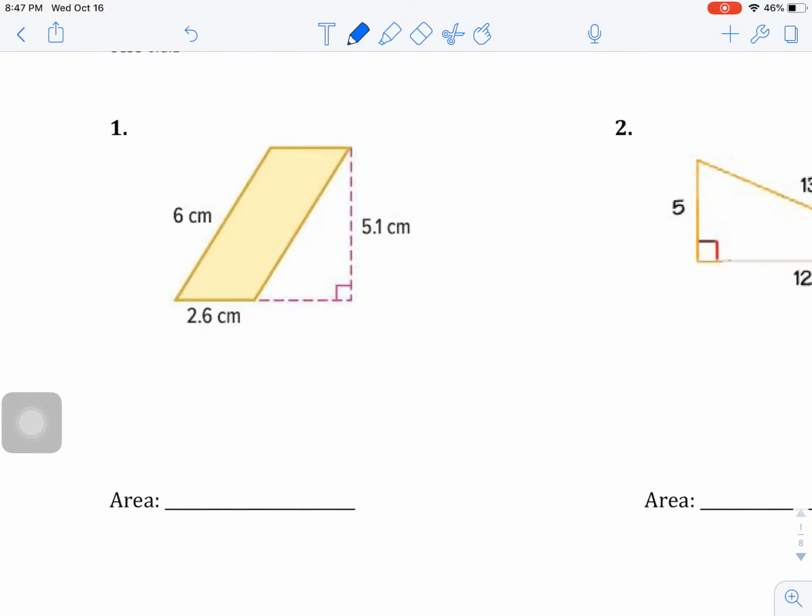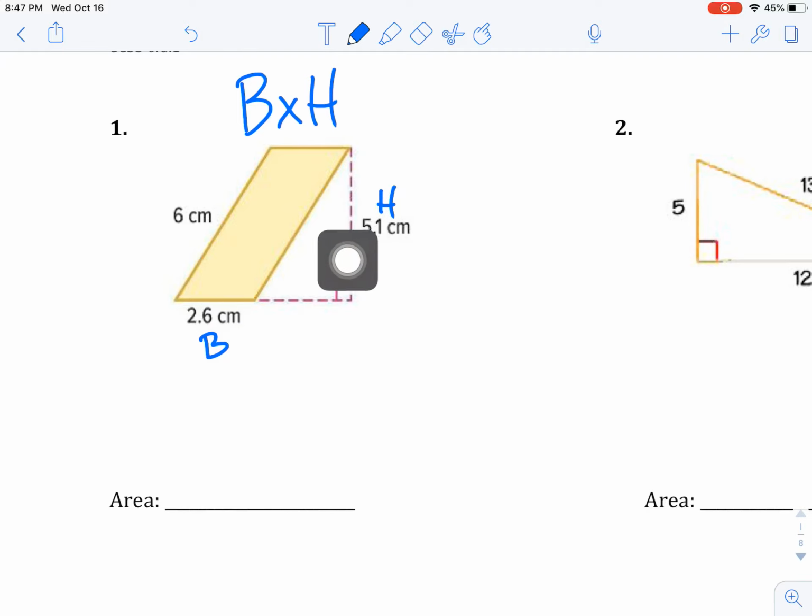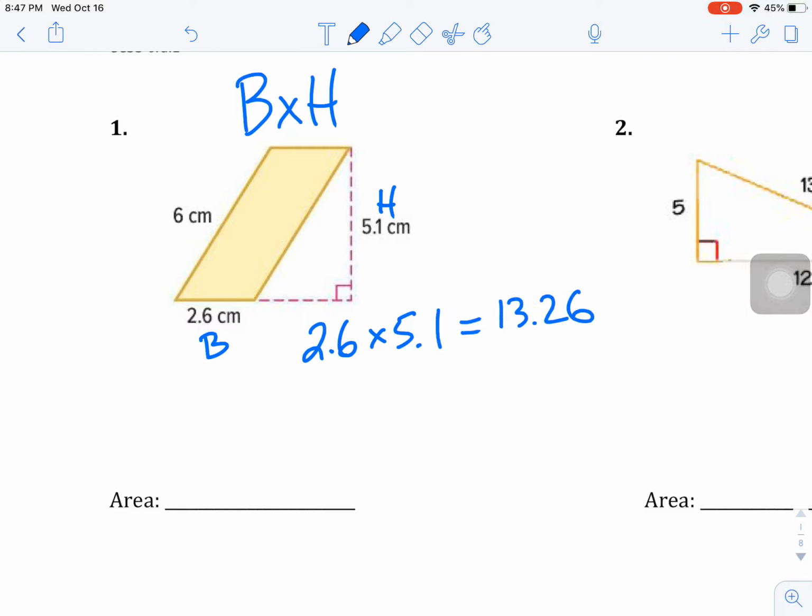So for number one, it is a parallelogram. So we need to use the formula for a parallelogram, which is base times height. So this is our base, and that is our height. So what we're going to do is 2 6/10 times 5 1/10, and that equals 13 26/100. So our area is 13 26/100, and then make sure to label it centimeters squared.